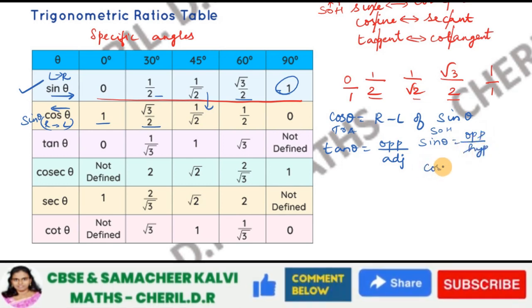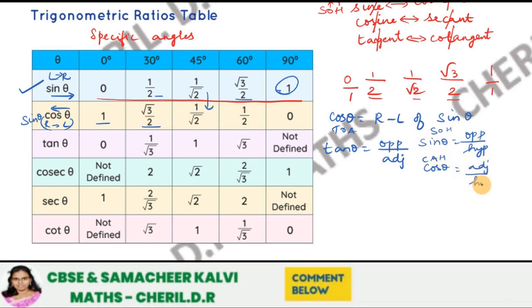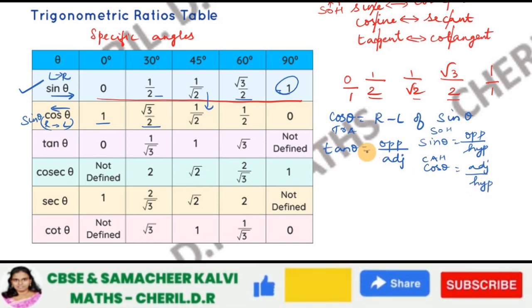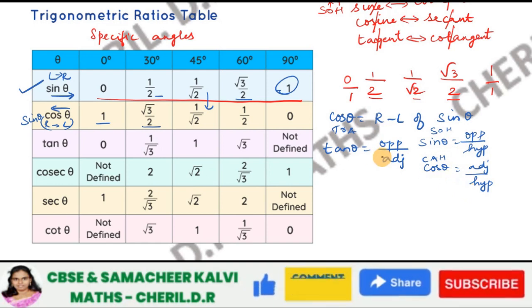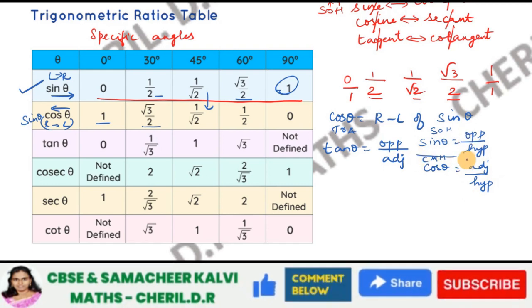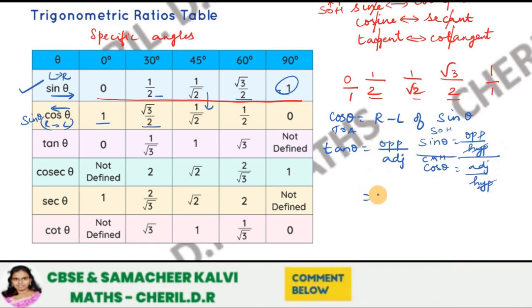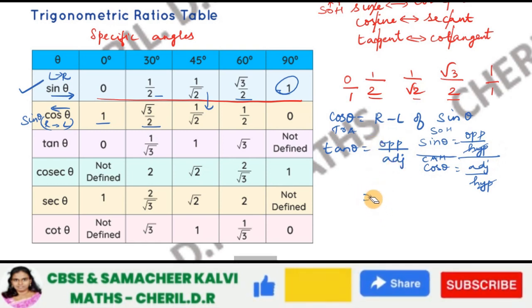Likewise, your cos theta is what? SOHCAHTOA, so it is going to be adjacent by hypotenuse. Your tan theta, you can see that if you divide sine by cos, you will get tan theta. See here, you have opposite by hypotenuse, adjacent by hypotenuse. So if you divide sine by cos, the hypotenuse will get cancelled, you will get opposite by adjacent. So your tan theta is nothing but sine by cos.